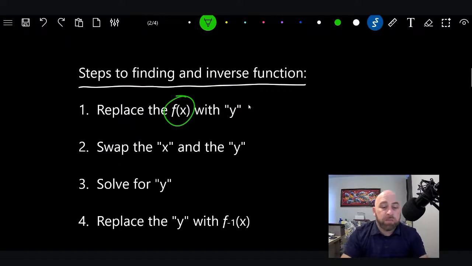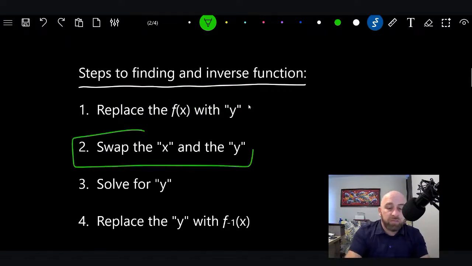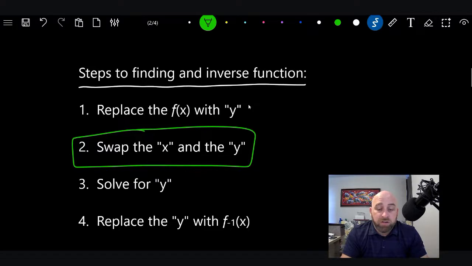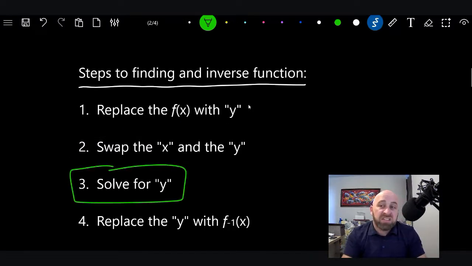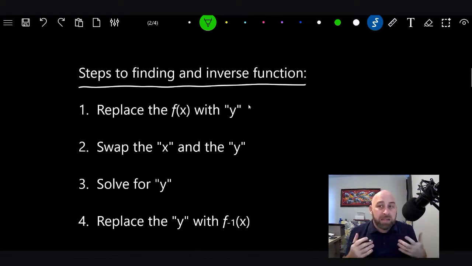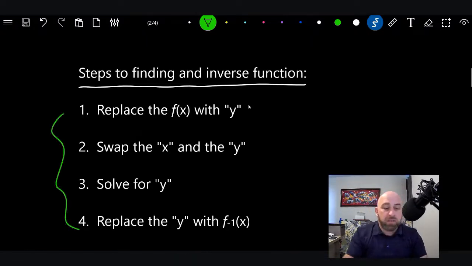Now, step two also might work for you, might not work for you. You might want to leave it function of x, and so you're going to swap the x and the function of x. Or you might not even swap. You might come down here to step number 3 and say, oh, I just want to solve for x. I don't want to swap. That's fine. But at the beginning, as I show you these, I'm going to follow these steps, okay? And I'm going to show you how to do it by following these steps.